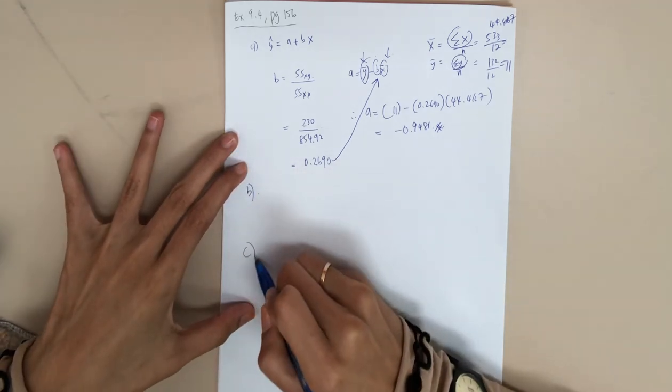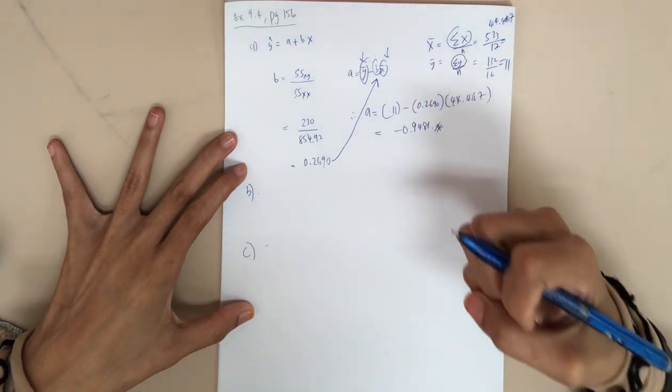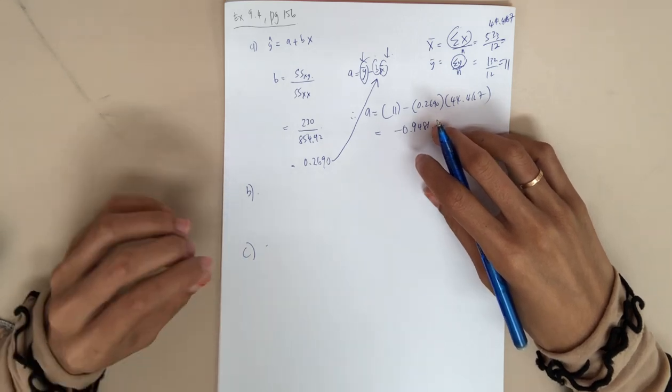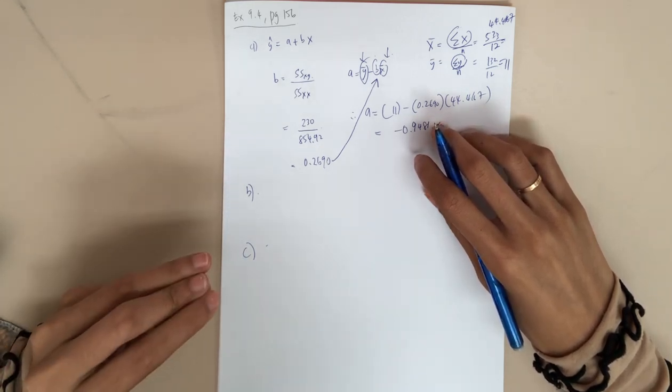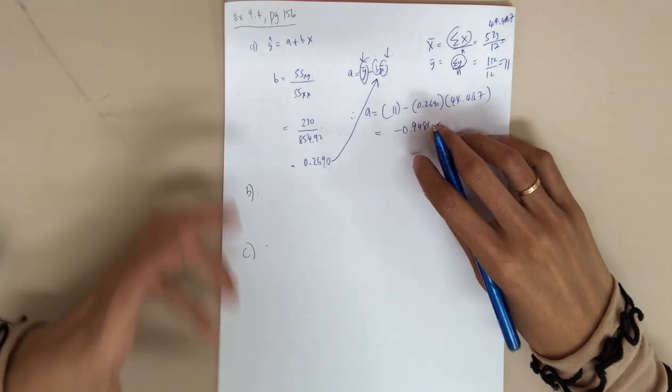So now for question C, the question asks you to predict the moisture content of the raw material when the humidity of the storage place is 43.5. This is what I mean by expected. Expected means we estimate or we predict. So we want to predict.